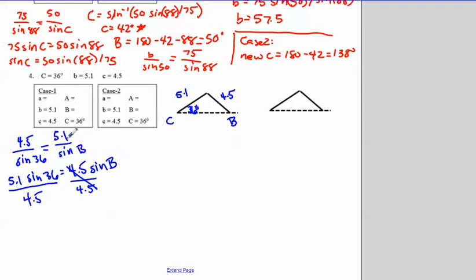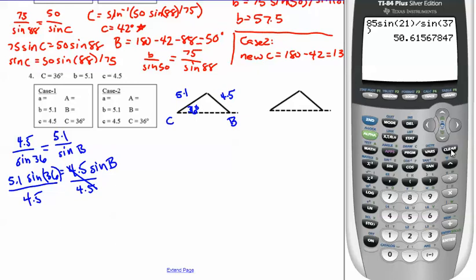And again, you can just do the inverse sine of all of this in one step in your calculator. Make sure you keep parentheses around the 36 and you should be good. Or if you want to type in early, we can do that. So let's type 5.1 sine 36 divided by 4.5. And I get 0.6661, that one will round up to a 2, so 0.6662 is equal to the sine of B.